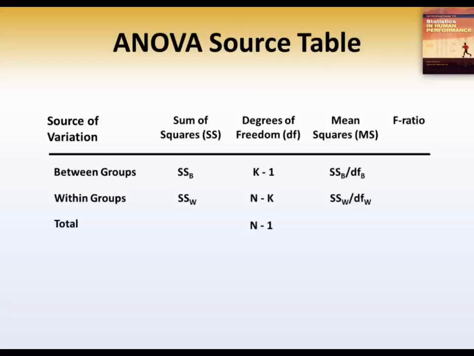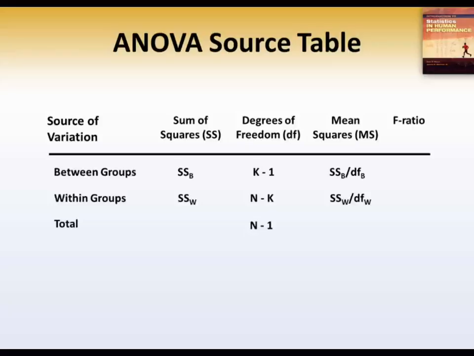Now the mean squares are going to be the sum of squares divided by its degrees of freedom. So the sum of squares for between divided by the degrees of freedom for between, and the sum of squares for within divided by the degrees of freedom for within. Think back a long time ago to early in your text where you calculated the standard deviation and the variance. You had the sum of squares divided by the sample size.